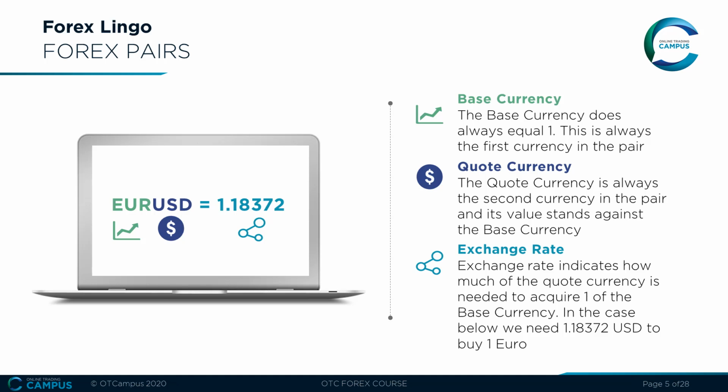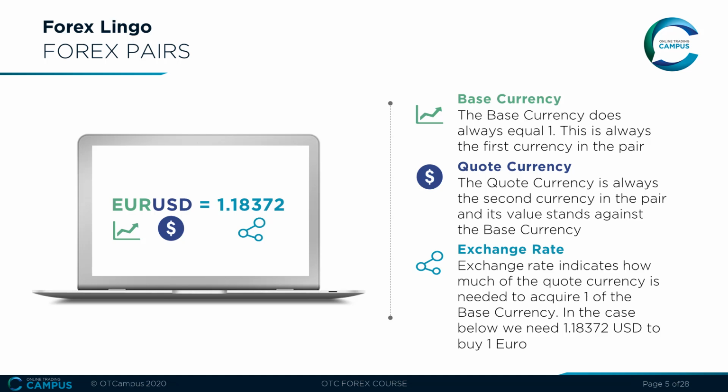A currency pair is a single trading instrument which consists of two individual currencies in the spot market. We have what is called a base currency. This is the first currency in the pair with a value always equal to 1. And we have a quote currency, or the quoted currency, which is the second currency in the pair. And the exchange rate is the amount of the quoted currency it takes to buy 1 unit of the base currency. In this example, we need 1.18372 US dollars to buy 1 euro.